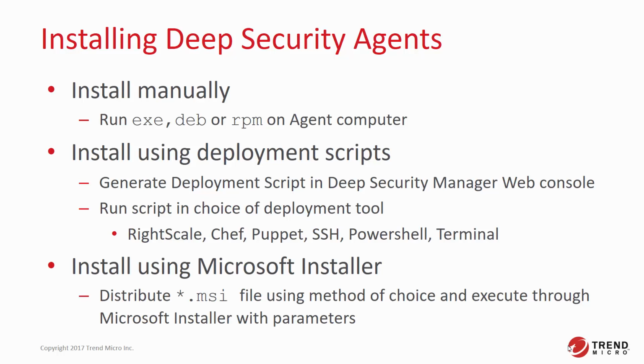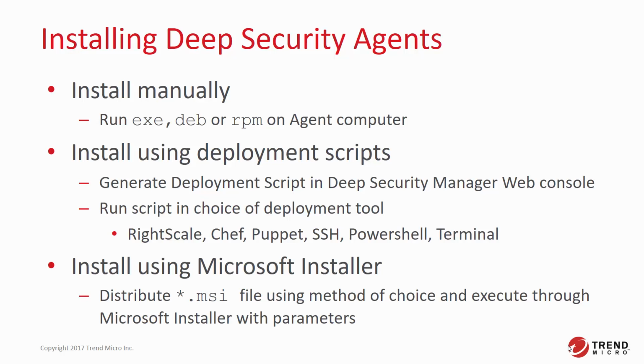You can also install a Deep Security agent using a deployment script. In this case, a script is created and the script is executed on the host system using the deployment tool of your choice. And finally, you can also use the native Microsoft installer application to install the Deep Security agent. In this case, you would distribute the MSI file using whatever software distribution method is used in your organization and execute it through the Microsoft installer with the necessary parameters.